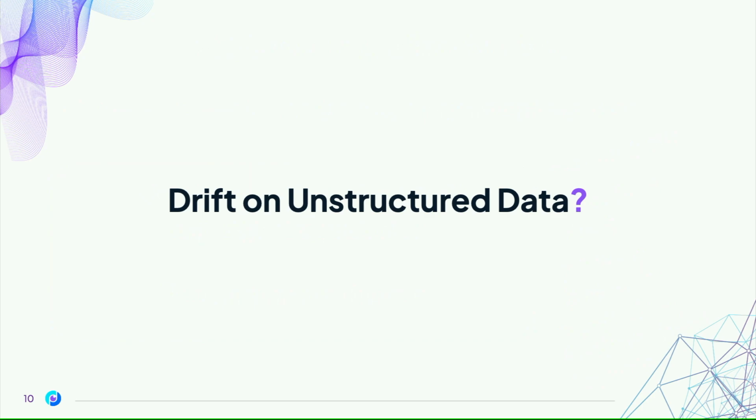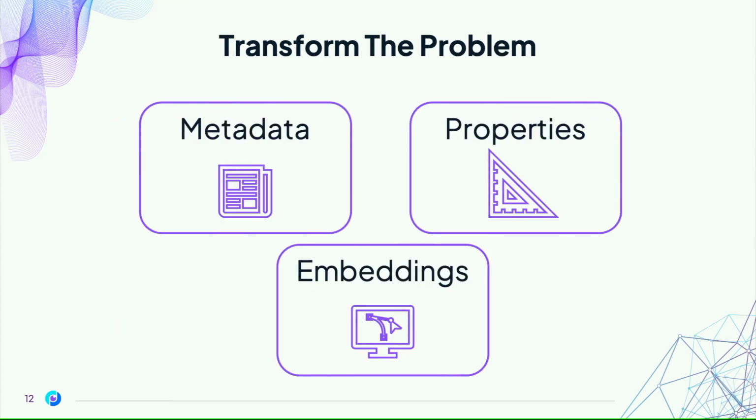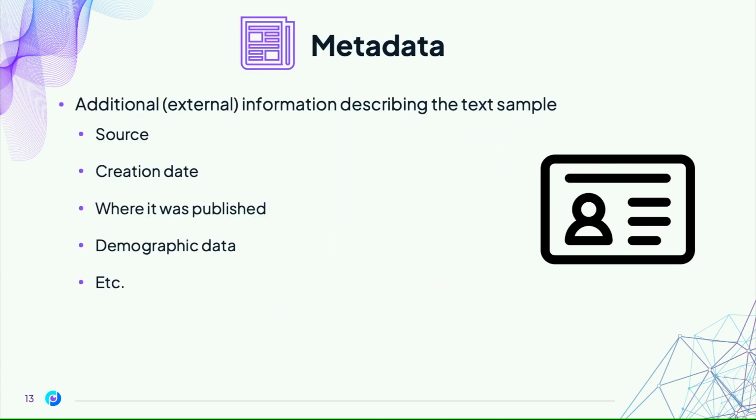OK, you're probably asking yourselves, so that was all nice, but it's for tabular data. So what do we do with unstructured data, such as text? Like everything in machine learning, we have to convert our unstructured data, be it text, audio, image, or whatever, to some kind of number or category or vector that we can actually work with. And the way we come up with for doing that is breaking the problem into metadata, properties, and embeddings. I'll illustrate what each one means shortly.